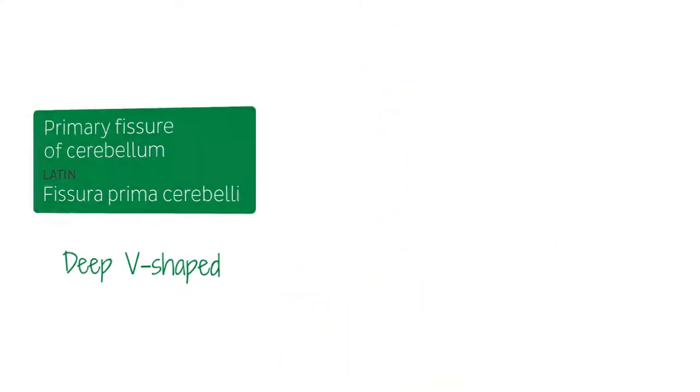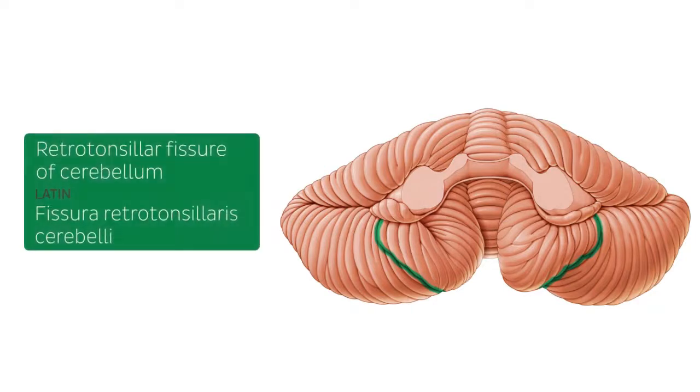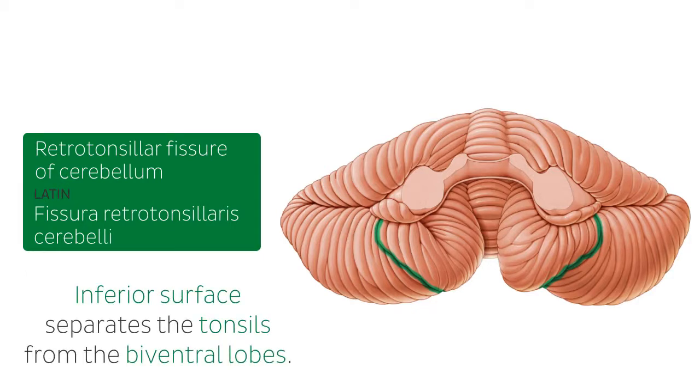Finally, on our list, we're going to be seeing this fissure here, which is known as the retrotonsillar fissure of the cerebellum. This is a curving fissure on the inferior surface of the cerebellum, which separates the tonsils from the biventral lobes, two structures that we're going to be talking about in a few minutes.